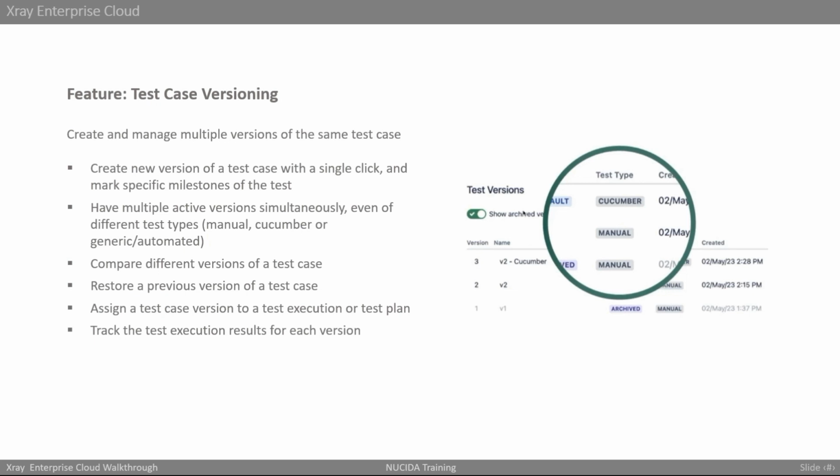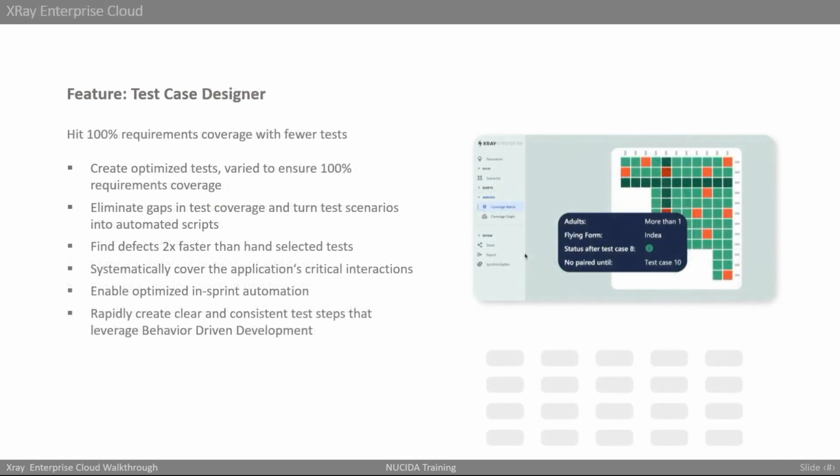You can create and manage multiple versions of the same test case, even of different test types as manual, Cucumber, or generic automated, to easily track and revert changes in your test specifications. In addition, you can have multiple active versions simultaneously and execute them all independently.